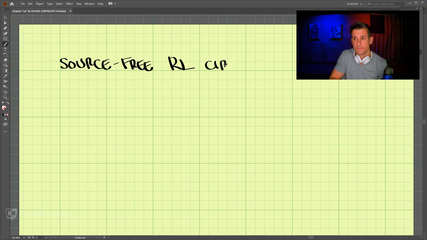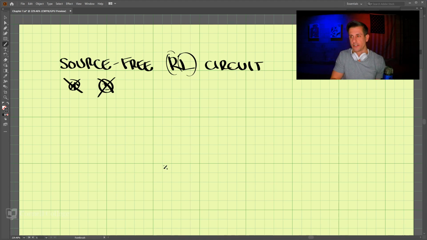RL circuit. So this is source-free, meaning no current source and no voltage source. Source-free. And this is a resistor and an inductor.